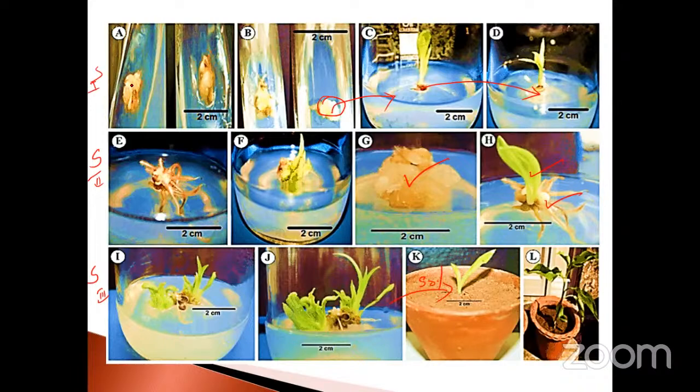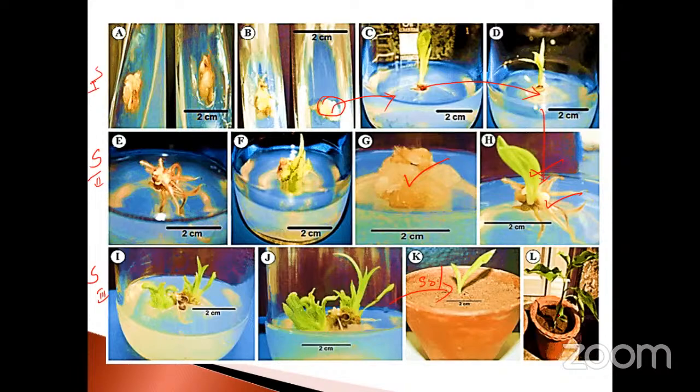So starting from this one to this one, A to L, this is the first step, the second step, third step, fourth step. Automatically it will grow from here to here. So root and shoot formation takes place. After the root and shoot formation, the plantlets go through the potting process and are transferred to the pot. So these are the techniques.